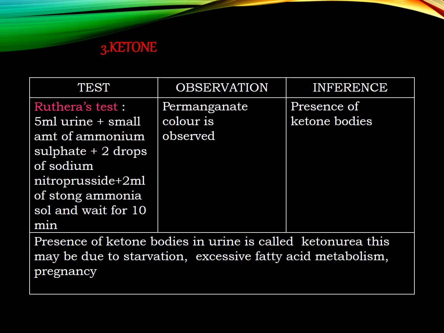Next is the test for ketones. The ketone test is known as Rothera's test. Here we take 5 ml of urine and then add a small amount of ammonium sulfate, 2 drops of sodium nitroprusside, and 2 ml of strong ammonia solution to the urine sample, and wait for 10 minutes. After 10 minutes, if we observe a permanent color, it is due to the presence of ketone bodies in the urine sample. The presence of ketone bodies in the urine is called ketonuria, and this may be due to starvation, excessive fatty acid metabolism, and also pregnancy.